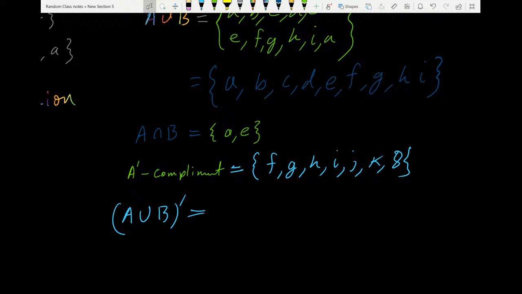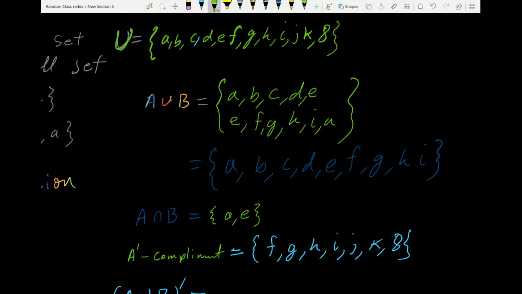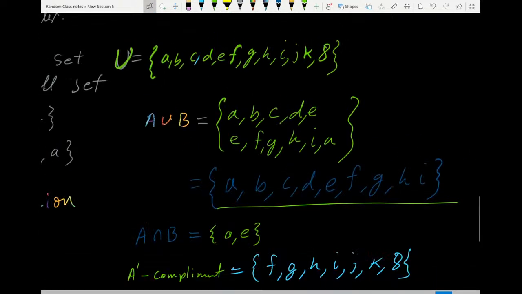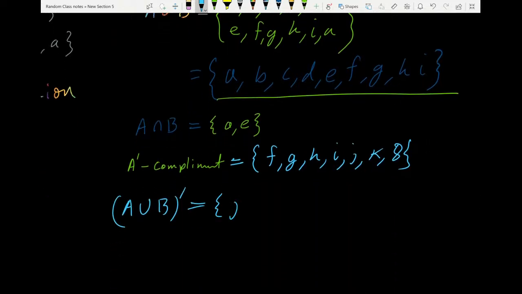All right, so let's check it out. So let's look at what's in A union B. A union B are these, okay? So let me highlight them. What's in A, B, C, D, E, F, G, H, I. So these are in A union B. And the complement would be J, K, and 8. J, K, and 8. Good job.